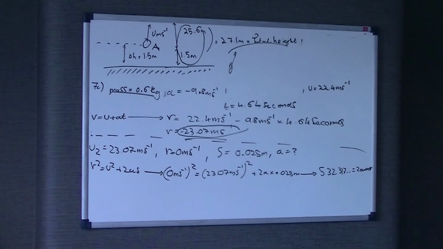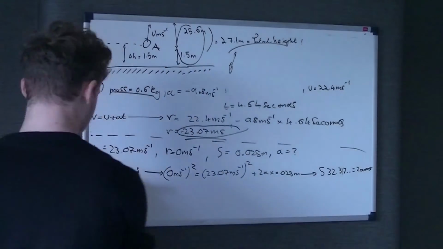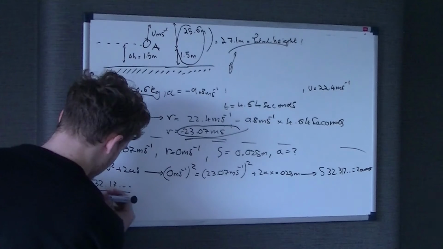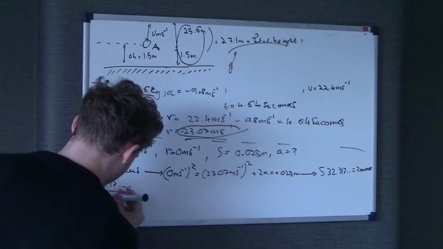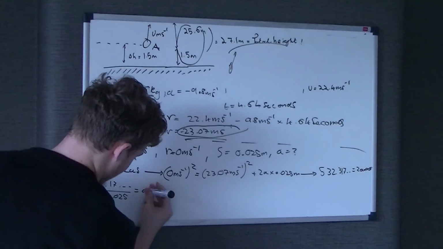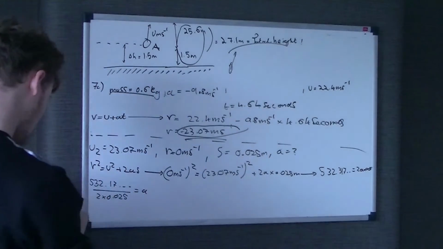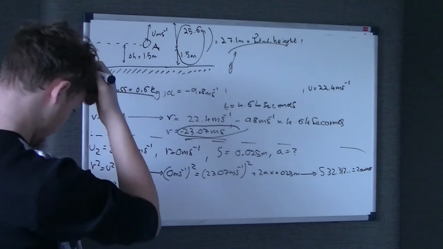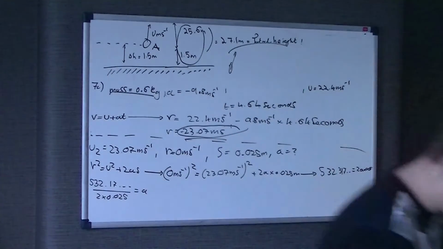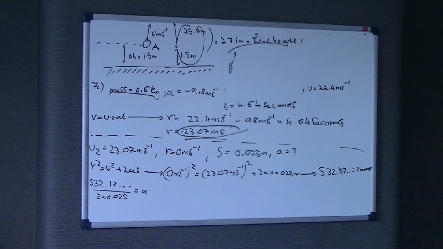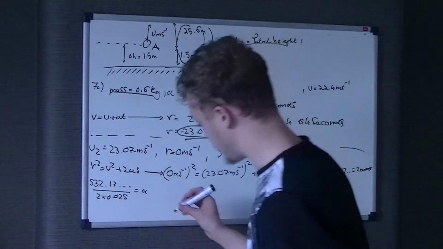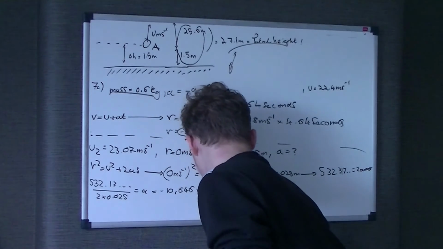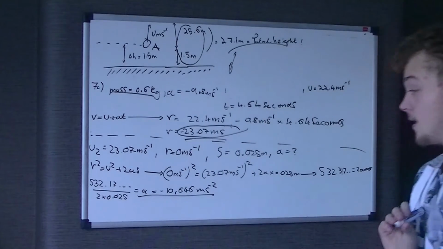Now if you wanted to, you could simplify that down straight away on the right hand side, but I'm not going to. 532.317, etc. over 2 times 0.025 equals the value for a. And if you work that out, so this is why it's good to keep it in your calculator, that gets you a as being minus 10,646. So a is negative 10,646 meters per second squared, which, I think you'll agree, is a hell of a deceleration.